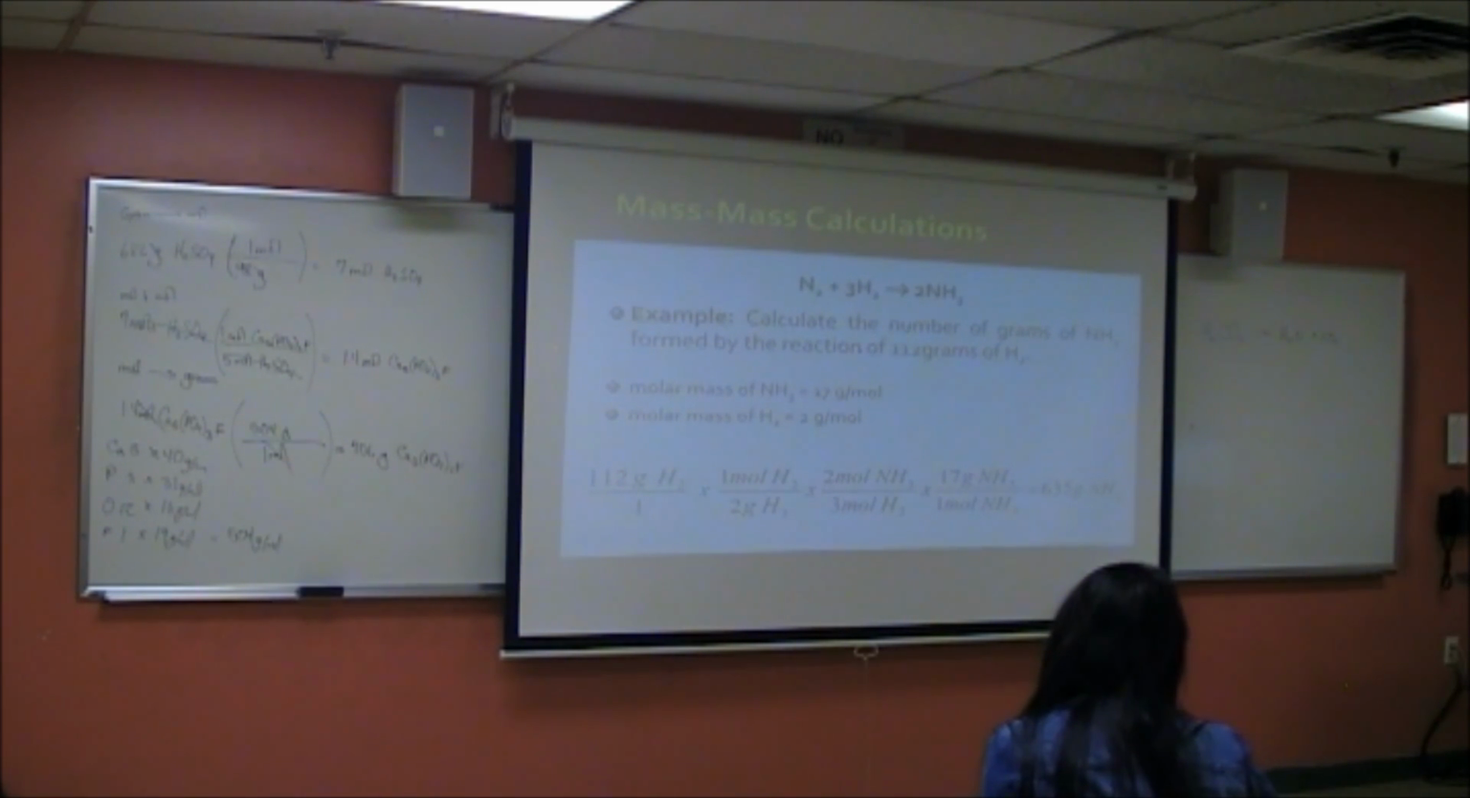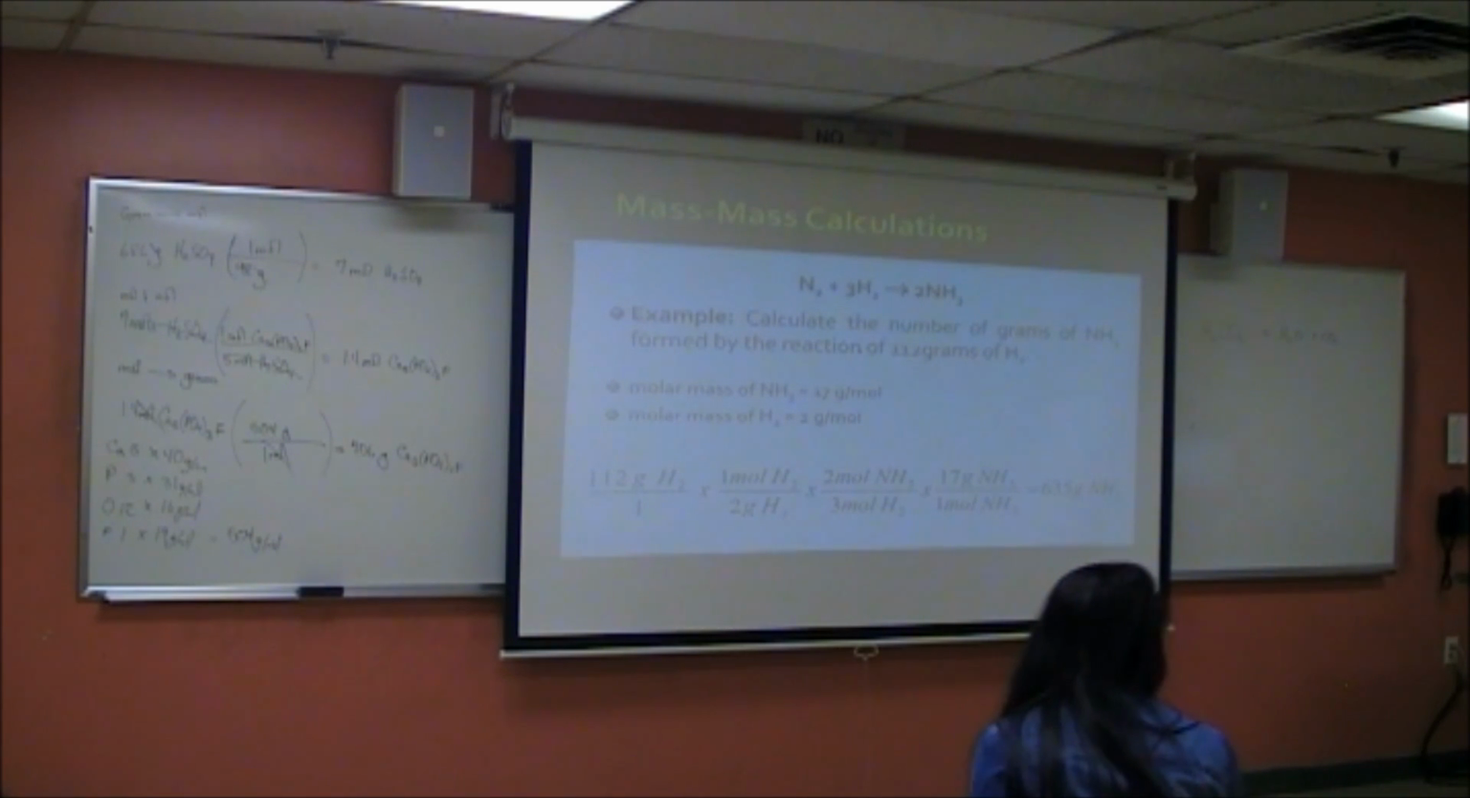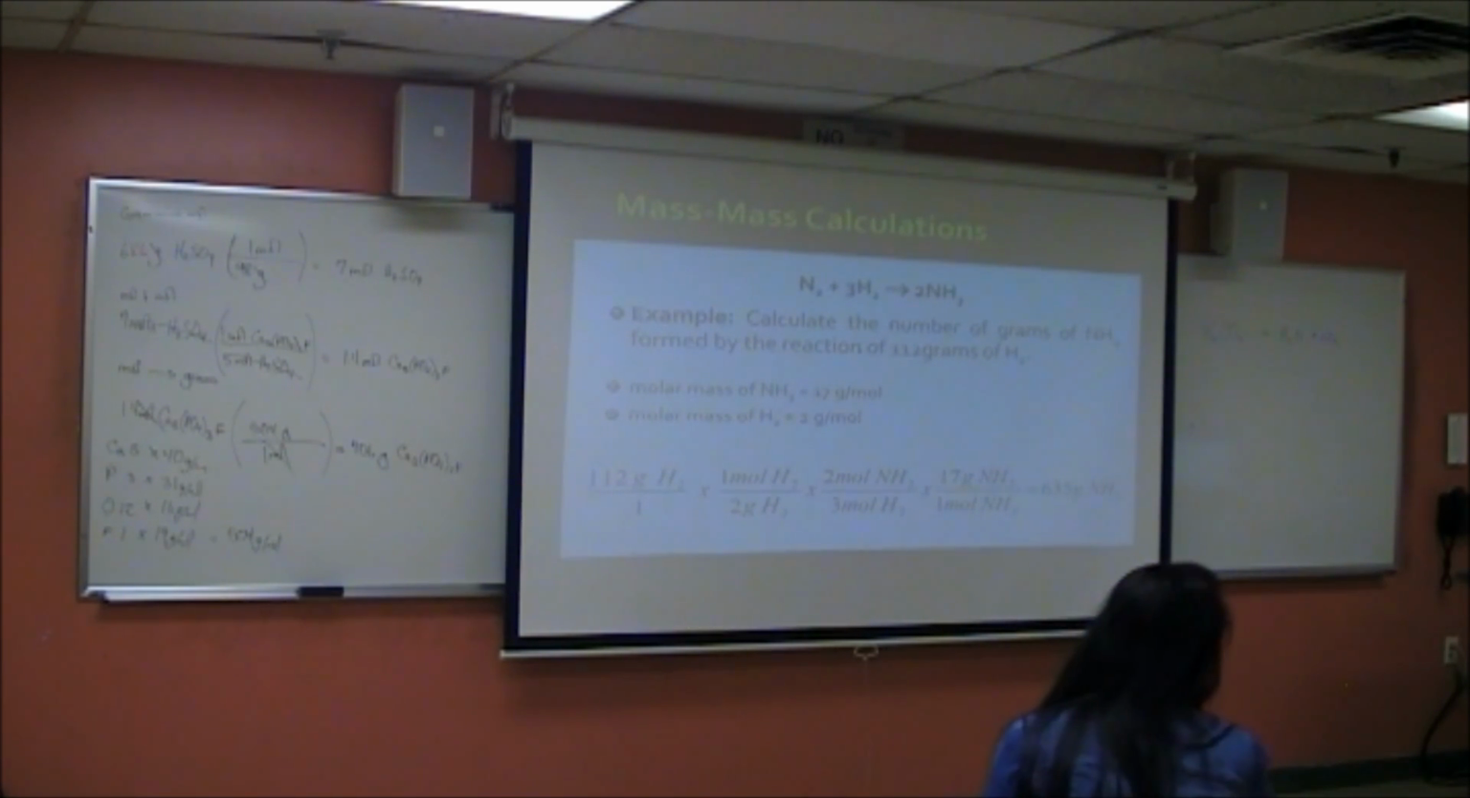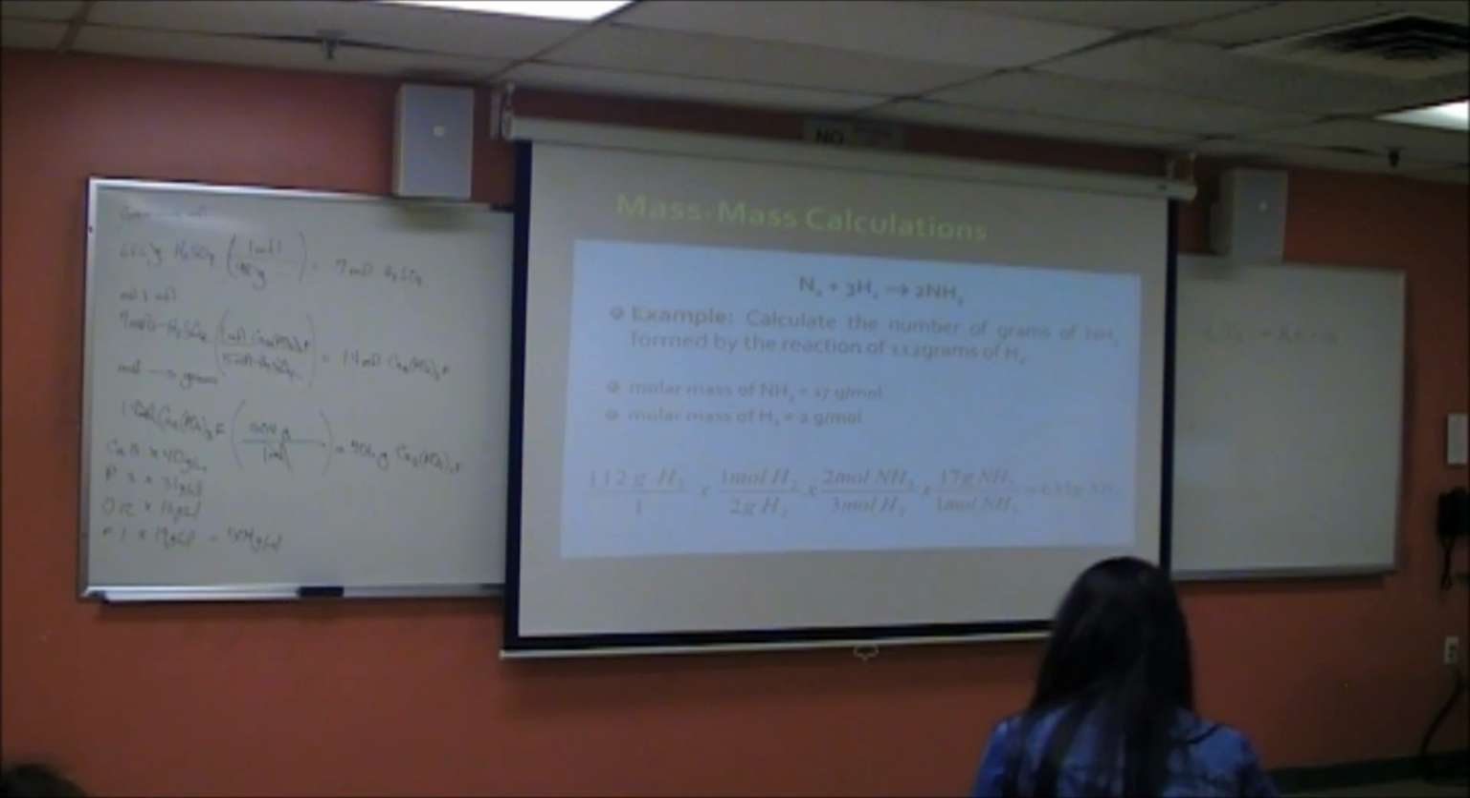Do you get that? What did you get again? 634? 634.7. You rounded somewhere. That's why.